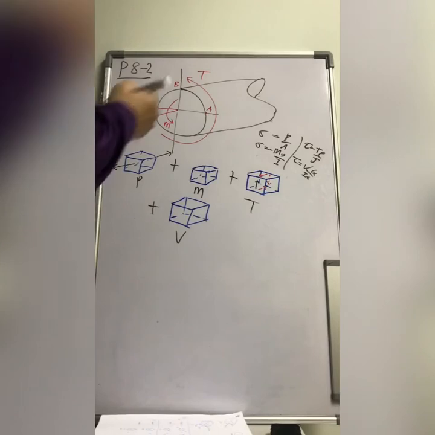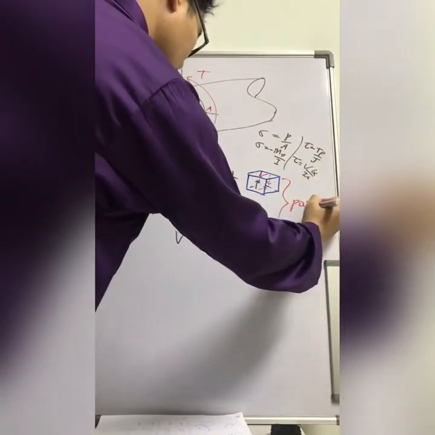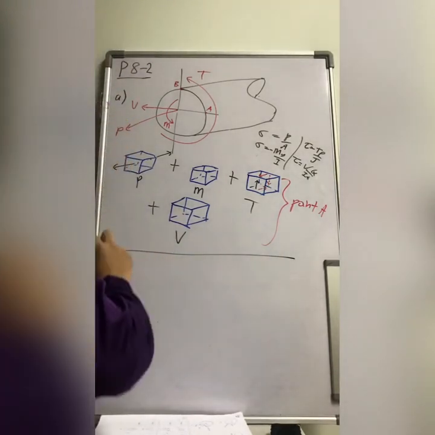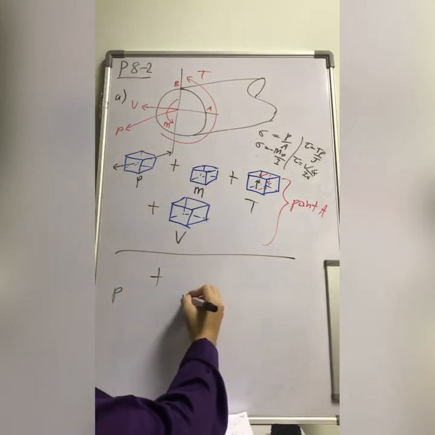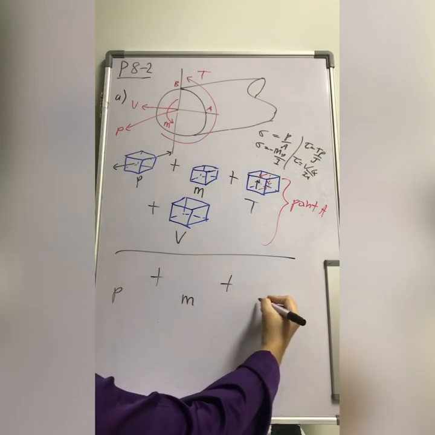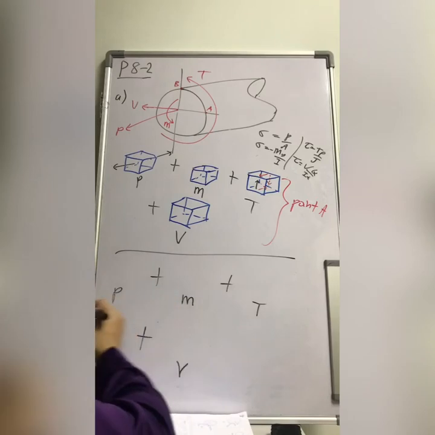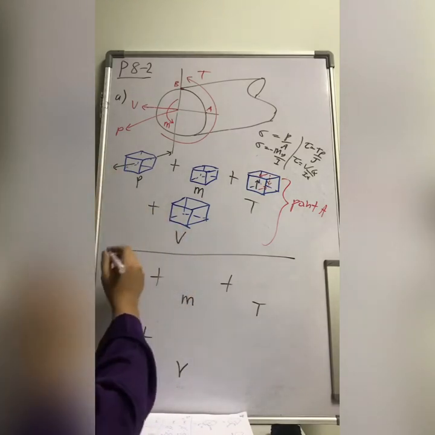This is point A, right? Now we go to point B. For point B, same thing, I mean same procedure. So you have this due to P, you have this due to M, you have this due to T, I mean the sequence doesn't matter, alright? And you have this due to V. Okay, as long as you understand what is happening, then that's fine. You can start from any of P, M, T, or V, right?